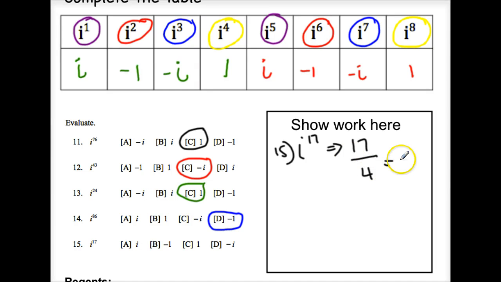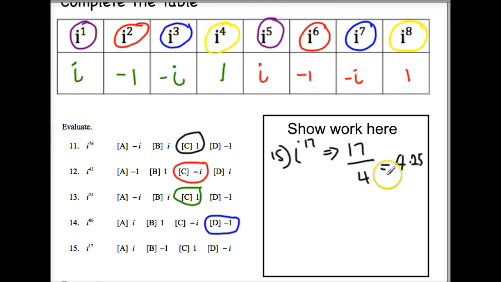Perfect. 4.25. And remember, I want to take this 4 and multiply it. So 4 times 4 is 16. 16 plus what is going to give me 17? 1. Perfect. So now I want to know what's i to the first power. It's i, which is choice A.